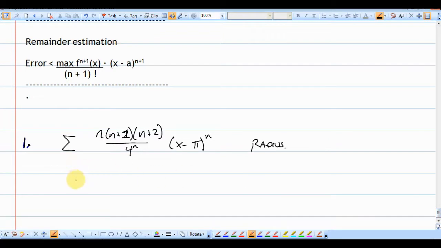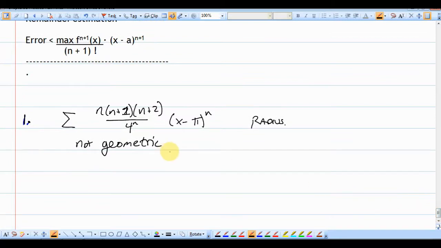So number one, it's not geometric. Darn it. If you have trouble seeing that, then yes, you would write down the first 4 terms. But this one's pretty safely not geometric. We have an n that does not appear in the power. So let's write the first few terms. No, let's use a ratio test.